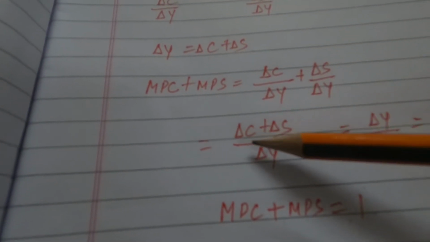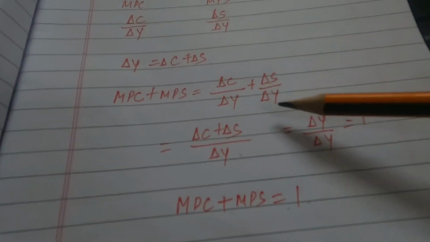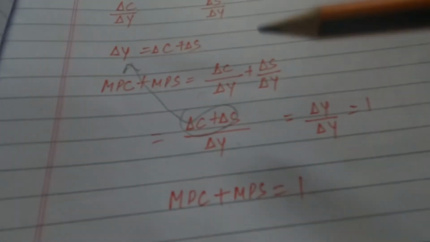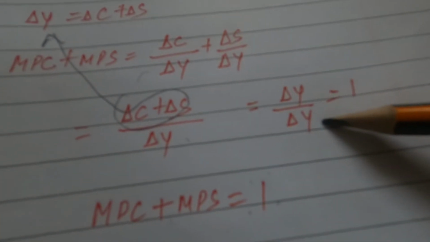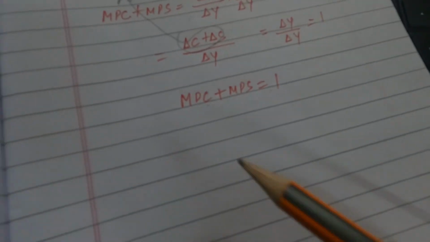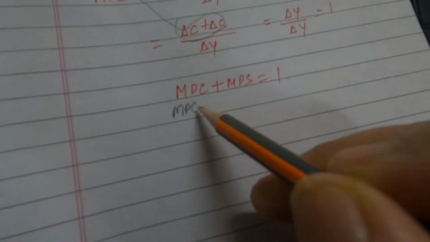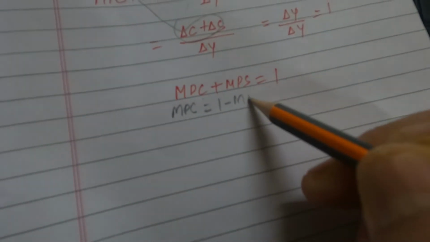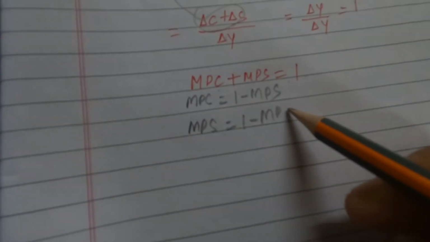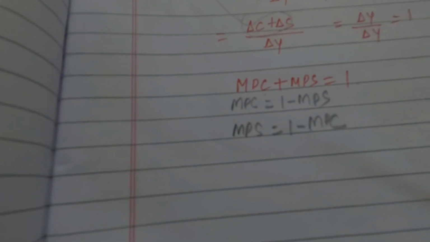Now change in C plus change in S upon change in Y. We can write it like this. Now what is this entire thing? This is nothing but change in Y. So change in Y upon change in Y will be equal to 1. So we are getting MPC plus MPS is equal to 1. Now this is another formula of MPC. So MPC is equal to 1 minus MPS. Similarly, MPS is equal to 1 minus MPC. So we are getting another formula of MPC and MPS.